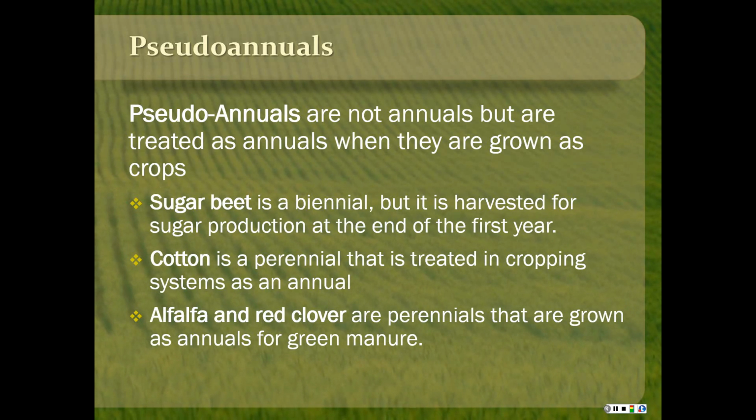And cotton is also a perennial. It's treated in cropping systems as an annual. It's planted and harvested every year. And alfalfa and red clover are perennials that are grown as annuals for green manure. You would plant it and then plow it down later. So it's actually treated as an annual even though it's a perennial.